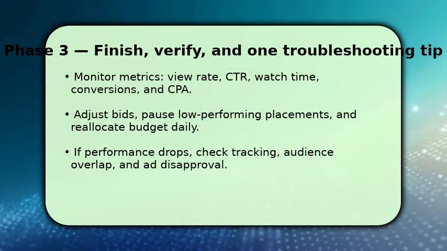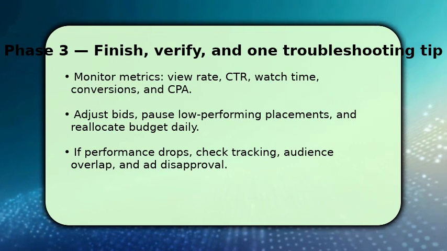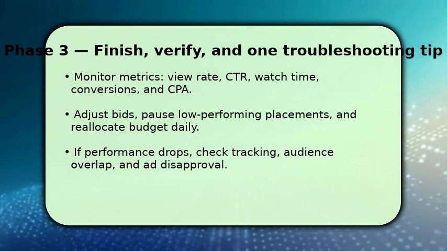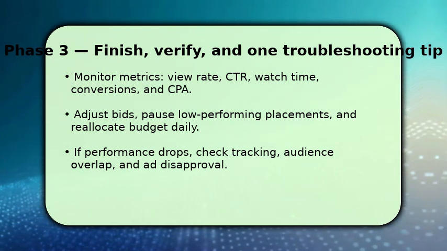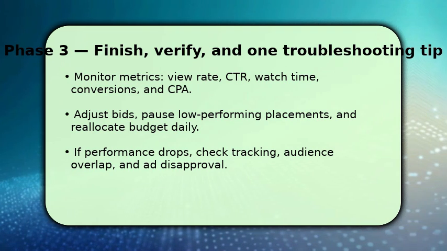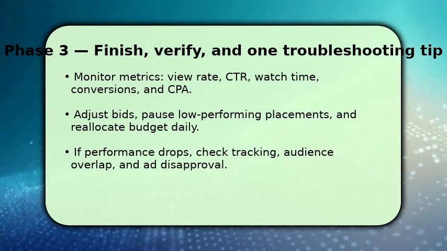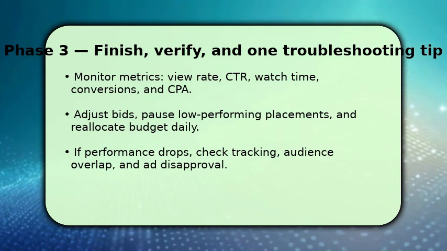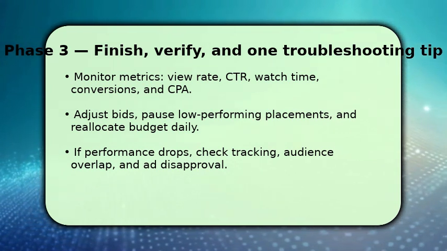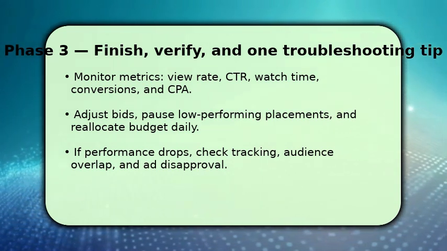You finish by optimizing watch view rate, click-through rate, average watch time, conversions, and CPA to know what's working. Once data accumulates, raise bids on high-performing audiences and pause placements or creatives with low watch time. Make sure to reallocate budget toward winners and run simple A/B tests weekly to iteratively improve results.